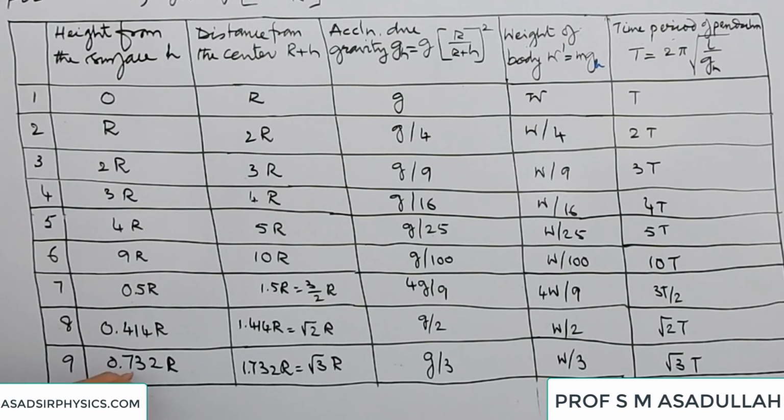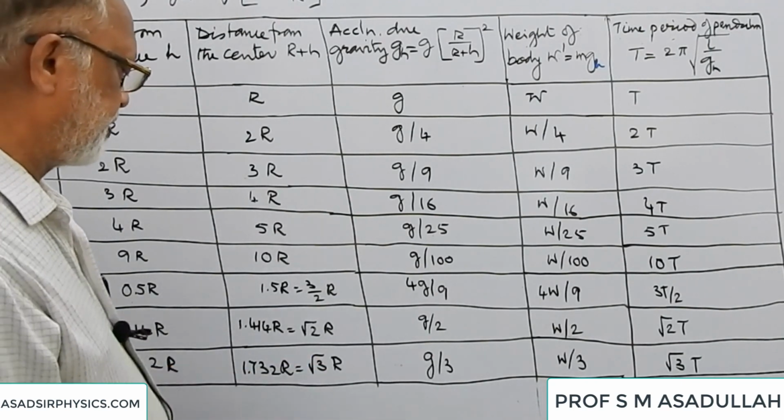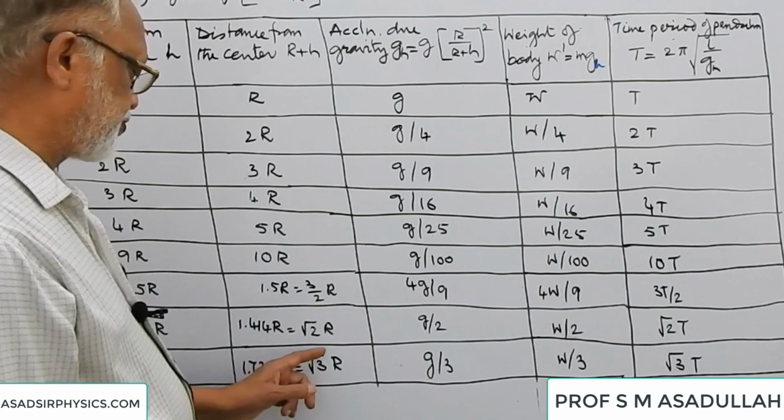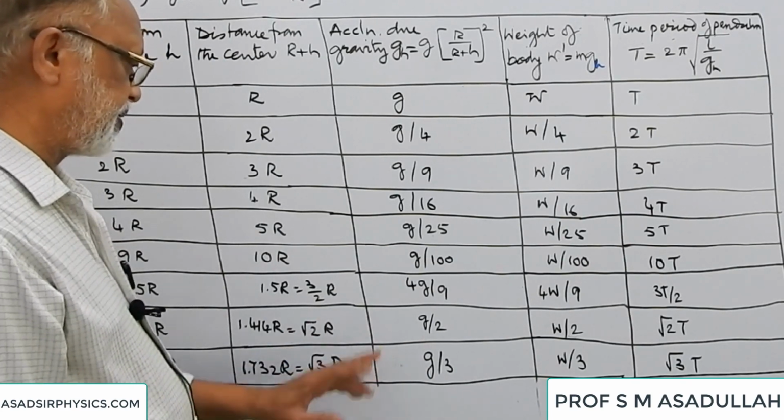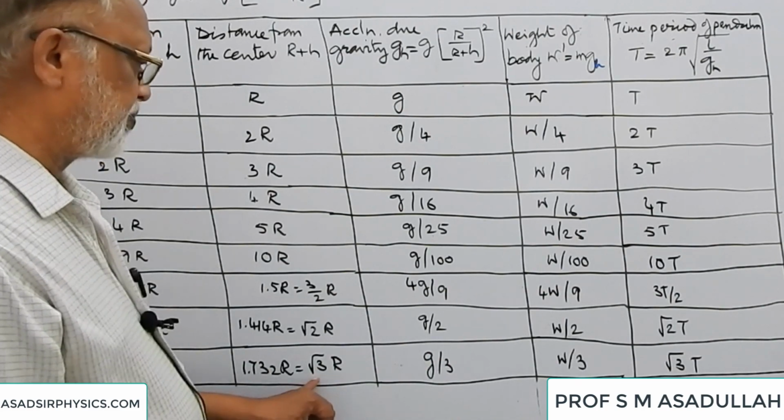Suppose the height from the surface is 0.732R, then the total distance from the center is 1.732R. So that's equal to root 3 R. Acceleration due to gravity, you square it and take it in the denominator, g by 3. Weight is also W by 3. What about the time period? Root 3 times T.